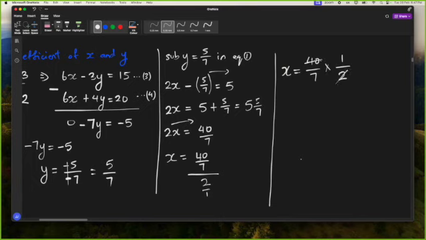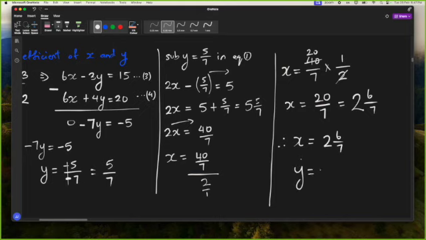So 2 into 2, 1. 2 into 40 is 20, right? Yeah, 40 divided by 2. So x is equal to 20 over 7, which is 7 2s are 14, 15, 16, 17, 18, 19, 20, and 6 over 7. So therefore, x is 2 and 6 over 7. Y is 5 over 7.